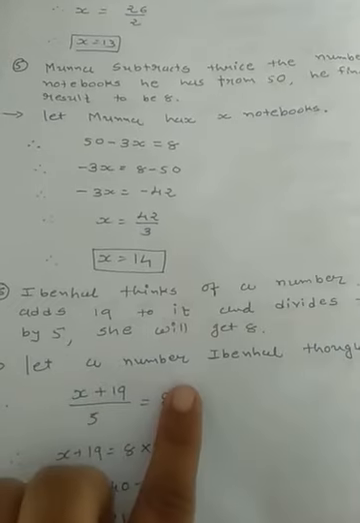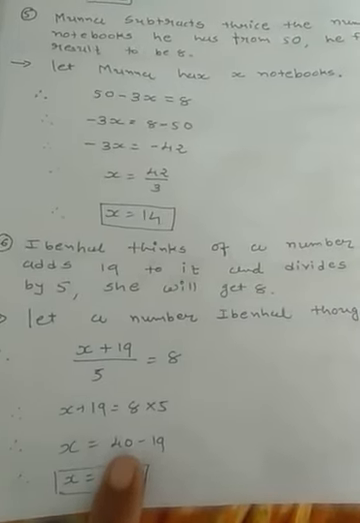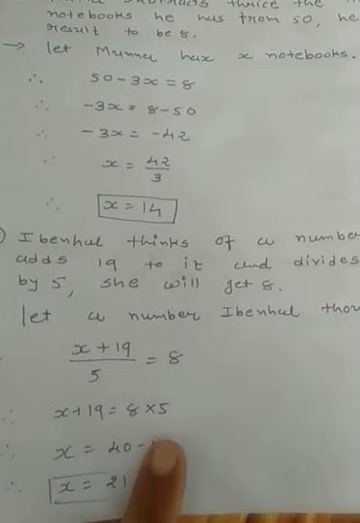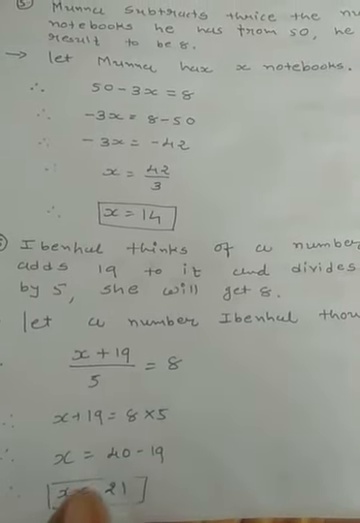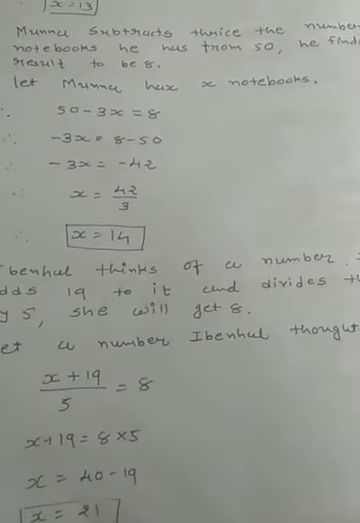5 will go this side, so it will multiply with 8, so it will be 40. 8 5s are 40, minus 19 will happen, 40 minus 19, it will be 21. Now question number 7.